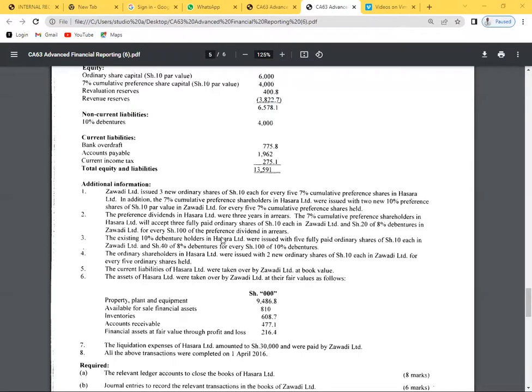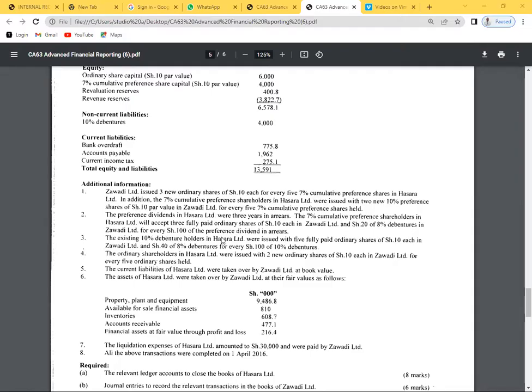So you write a title there, to debenture holders. So now we have here 2 debenture. What are we paying these guys?